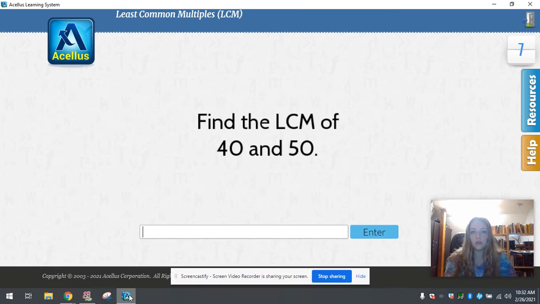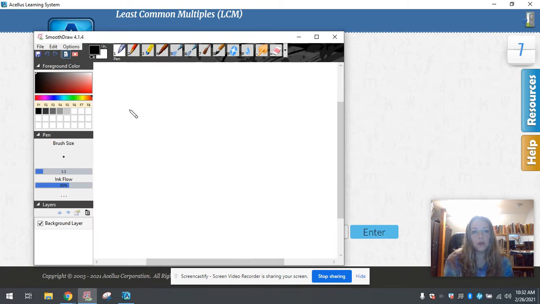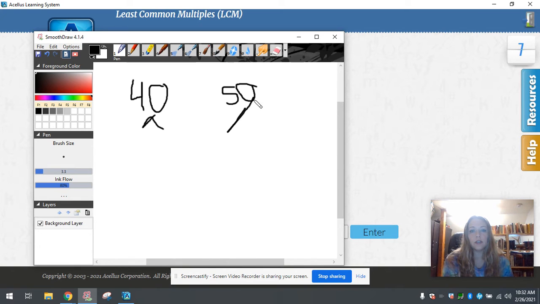All right, today we're finding the least common multiple, and we're going to do this in a way that was much like finding the greatest common factor. So to find the least common multiple, we're going to use our factor trees again. And so we'll take our numbers and factor them down to their prime factors.